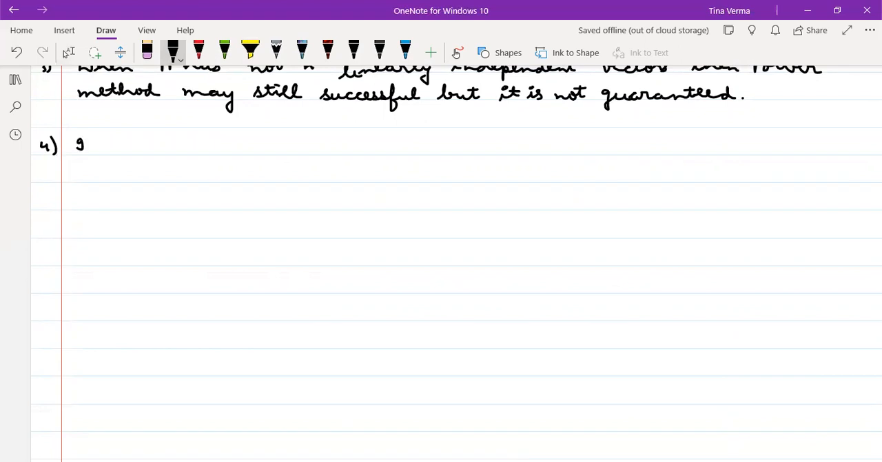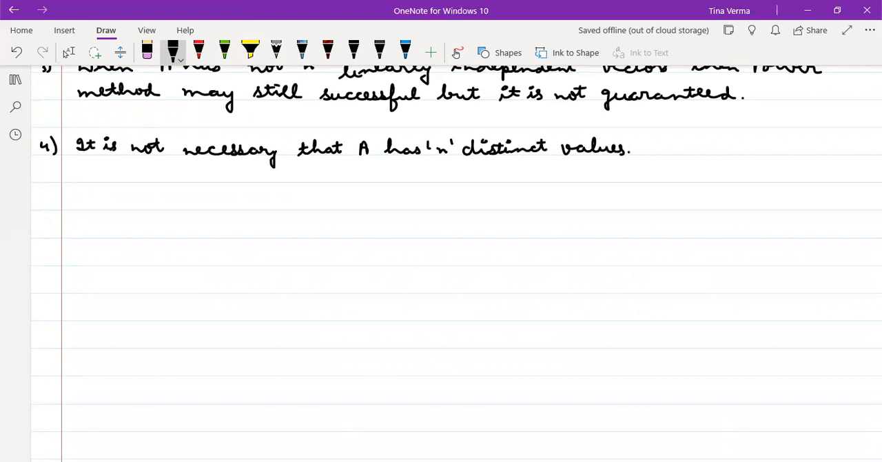The next is, it is not necessary that A has n distinct eigenvalues. Many times it is possible that the eigenvalues of A come out as 2, 2, 1, that means it has not 3 distinct eigenvalues, 2 is common. So it can be possible that A has n eigenvalues that are not distinct. It is not necessary that A has n distinct values.